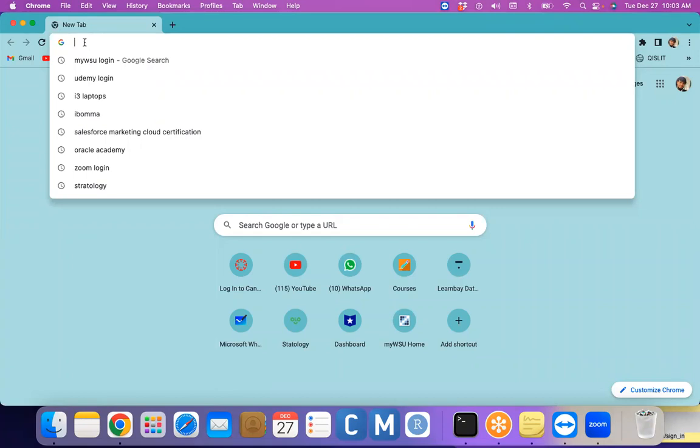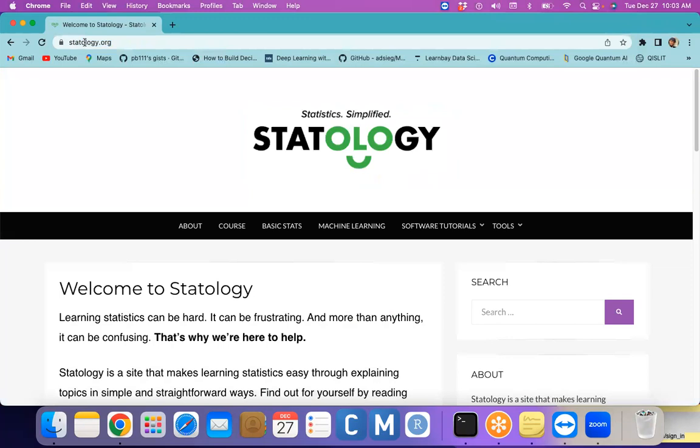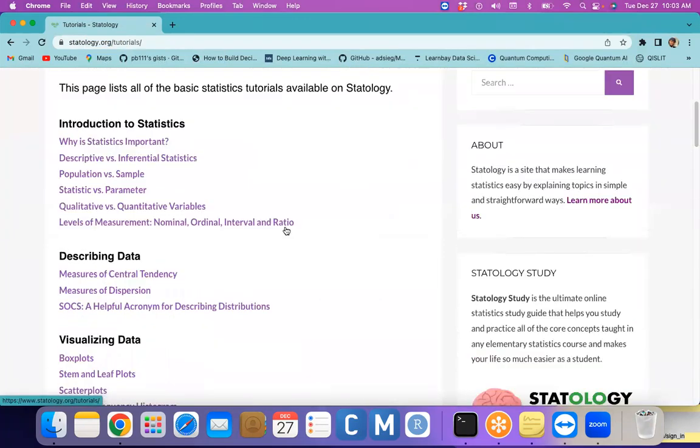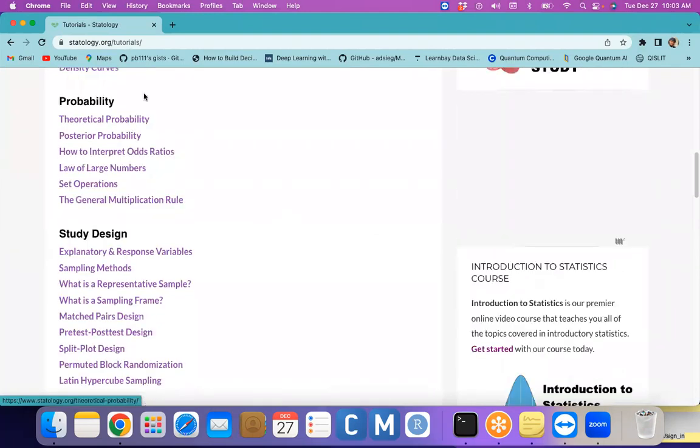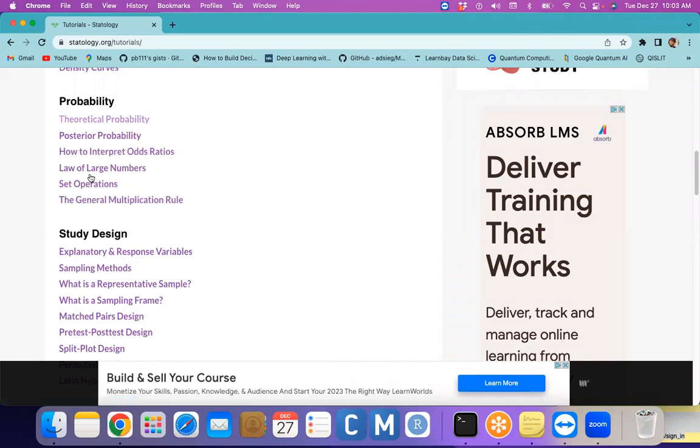So what is the last class? Sainath, what is our last class? Sir, visualizing data, sir. What about probability? Probability is also done. General multiplication rule. Yeah. So you can go through these probability articles and learn it.